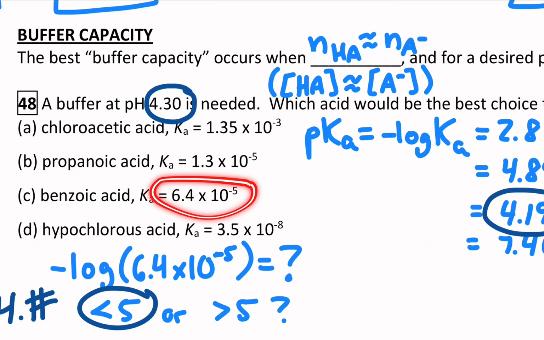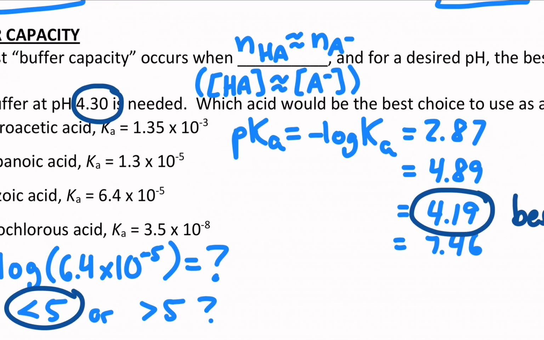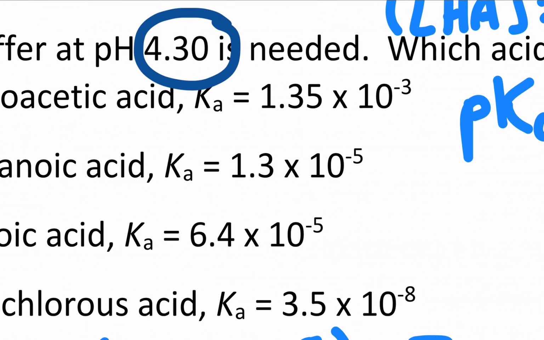In fact, this is closer to 10 to the minus 4, isn't it, than 10 to the minus 6, which is why the actual value is closer to 4, which means we actually could have done this without a calculator. The negative log of 1.3 times 10 to the minus 5 would be closer to 5. The negative log of 6.4 times 10 to the minus 5, you're more than halfway there through the logarithm scale, would be closer to 4. So benzoic acid is the best choice without a calculator.